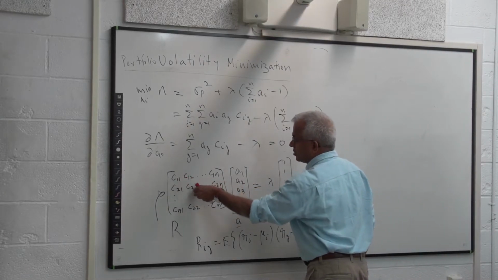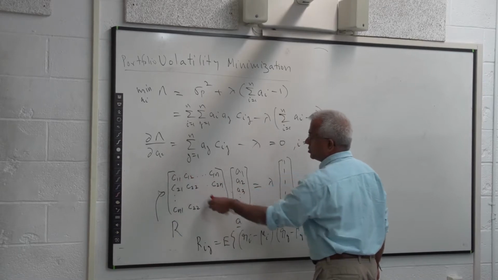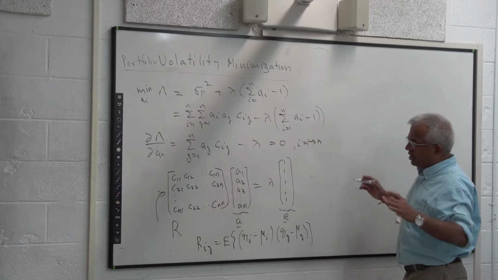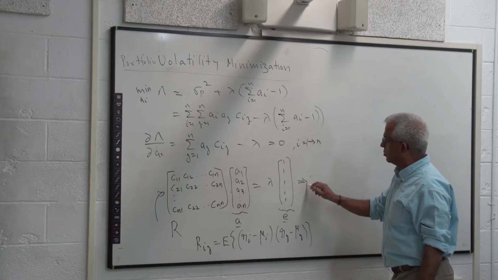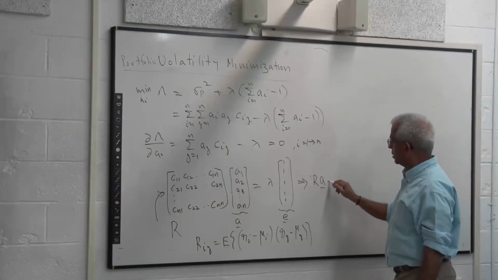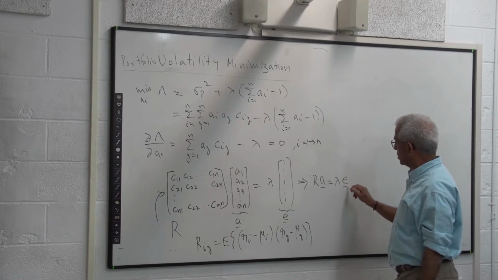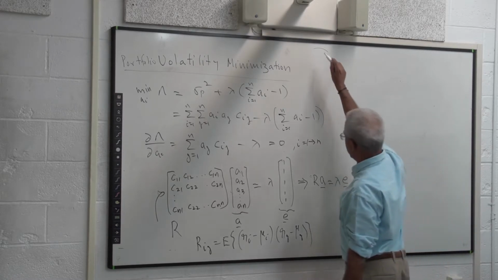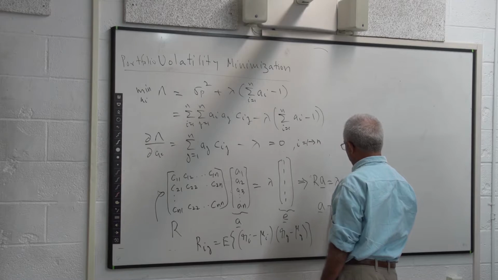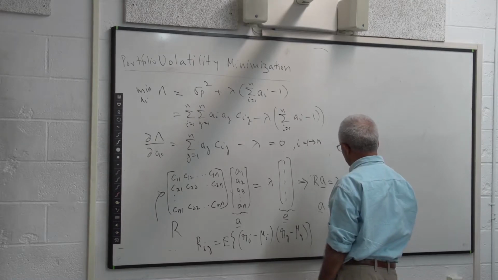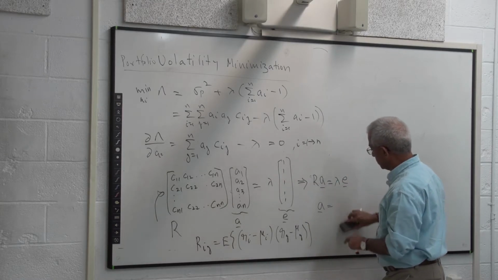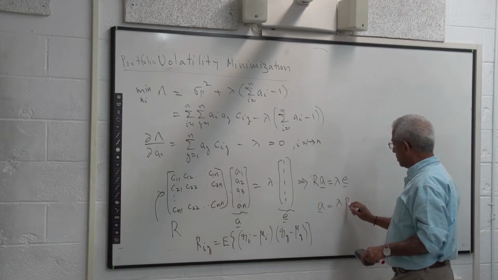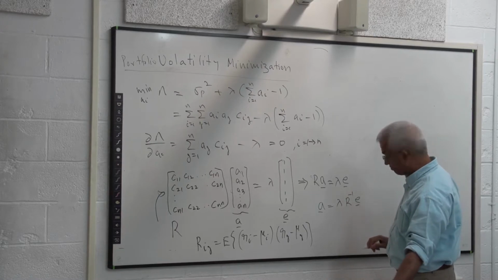When i equals j, these are the variances of each stock. So both the variance and covariance come into play. So this equation now reads as R A equal to lambda E. So we can solve for A here. A is of course R inverse, lambda is a constant, so that's lambda R inverse E.